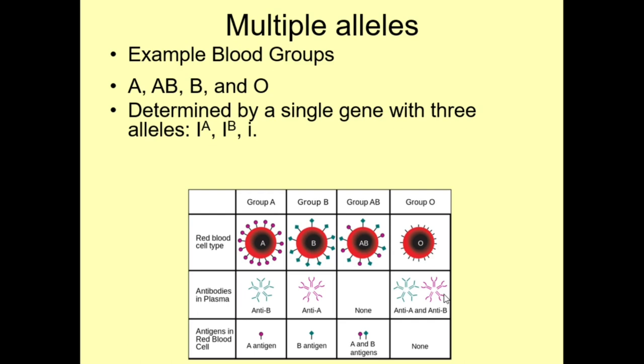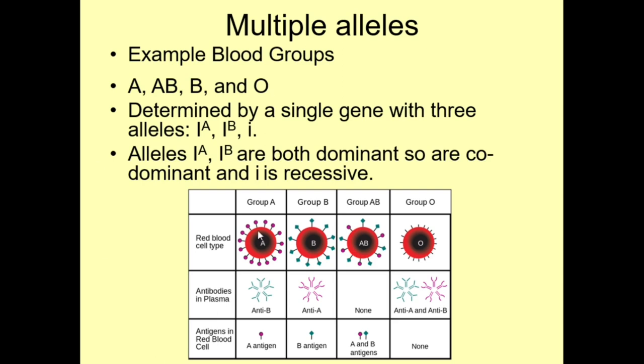So hopefully that makes sense. That's a little bit of a quick run through. I forgot to mention that alleles IA and IB are both dominant, so they're codominant, and i is recessive. Going back to the plus or negative, the rhesus factor is just another type of antigen that is produced on the surface of the red blood cells. If you are rhesus positive, you will produce that antigen. If you are rhesus negative, you will not.